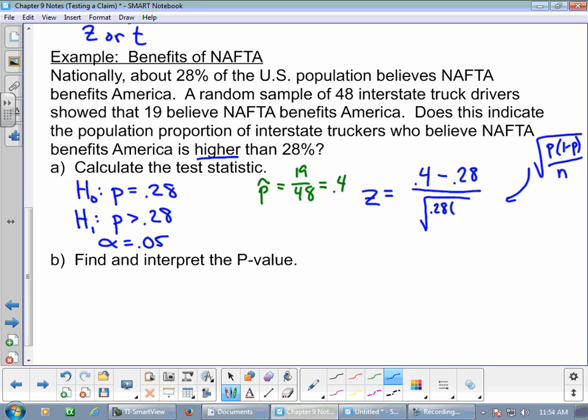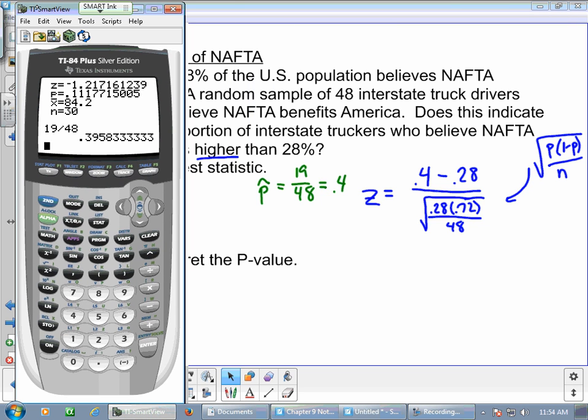When we did confidence intervals, we didn't have any assumption in terms of what the proportion actually was. We had to use the sample statistic, so we had to use p hat for chapter 8. But now we have an assumption about what the proportion is supposed to be, so we're using that to calculate our standard deviation. We assume the claim is true until we can prove otherwise, and so this is our value for p. 0.28 times 0.72 divided by 48. And we're going to calculate that z-value.